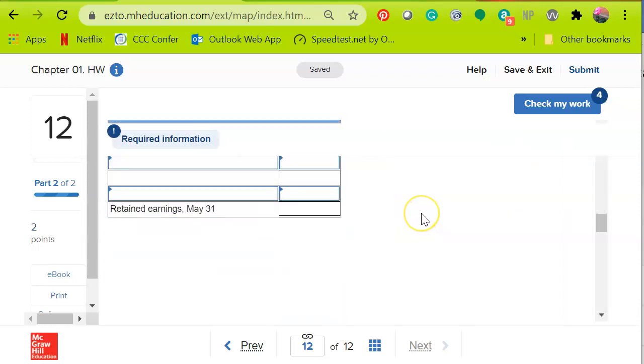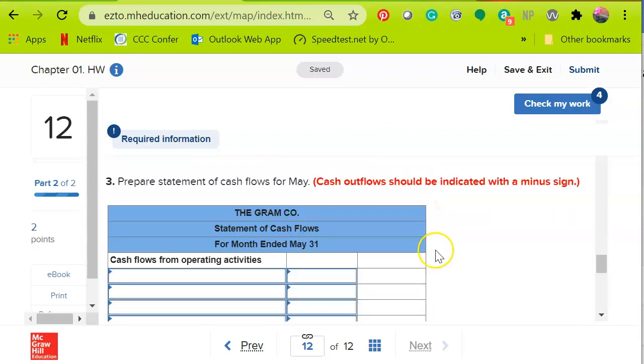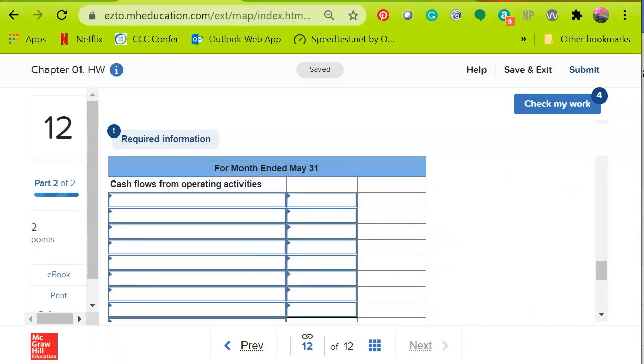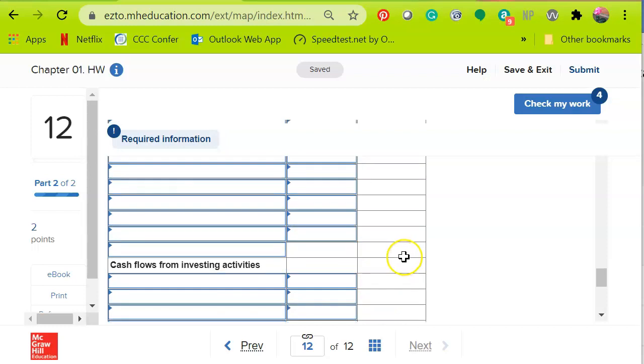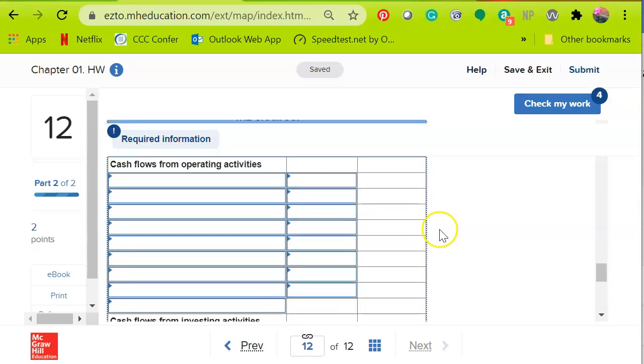But I do know that the beginning balance would be 0 for this particular company, because I believe it's a brand new company. Let me check the problem. Yes, everybody should have a brand new company, so it started operations on May 1st. So that means my beginning balance, of course, will be 0, and then it'll automatically calculate based on my net increase in cash.